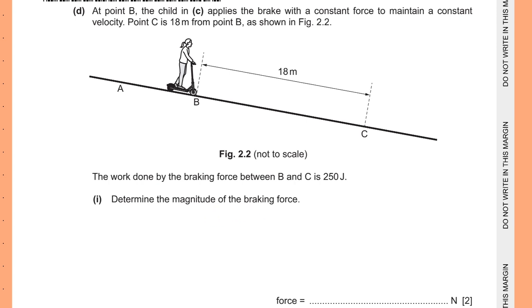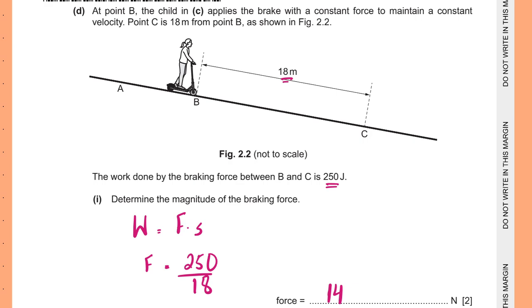So I know the work done. I know the distance through which the force acts. So I can use the work done formula, which is force times displacement or distance in the direction of the force. So F would be W over S, which is going to be 250 over 18. This turns out to be 14 newtons to 2SF.